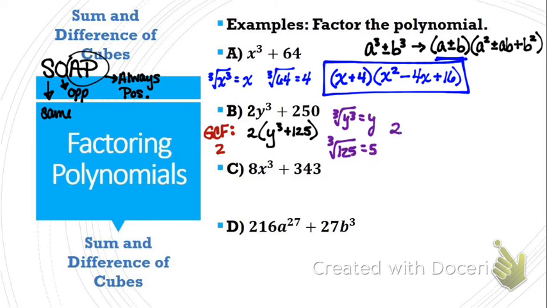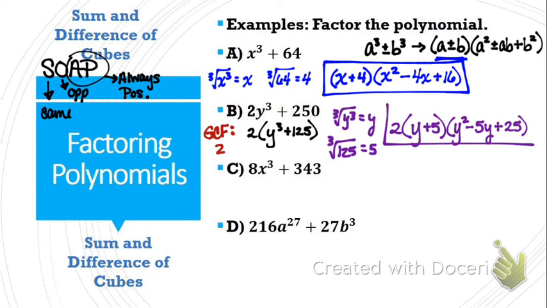So I'm going to get my GCF out at the front and help me write these two factors. I heard y plus 5. And for my quadratic factor, y squared minus 5y plus 25. We will finish up a couple more practice problems with these.